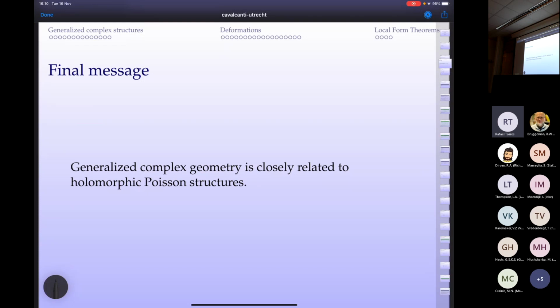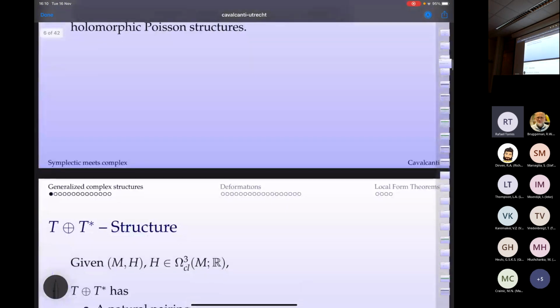The final message is that transcomplex geometry is closely related to holomorphic Poisson structures. So I started with just a differentiable construction, and you can think like in differential geometry, you have partitions of unity and all sorts of nasty things. But at the end of the day, there is something complex analytic about transcomplex manifolds that you will not be able to guess from the start.